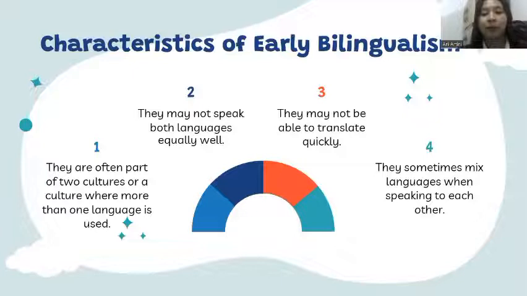So there are 4 characteristics of early bilingualism. The first one is they're often part of 2 cultures or a culture where more than one language is used. The second characteristic is they might not speak both languages equally well. The third characteristic is they might not be able to translate quickly. And the fourth one is they might sometimes mix languages when speaking to each other. So this is the characteristic of early bilingualism, which means that not all early age children who can speak 2 languages can speak both languages equally well.